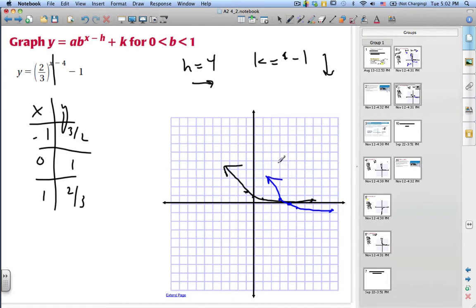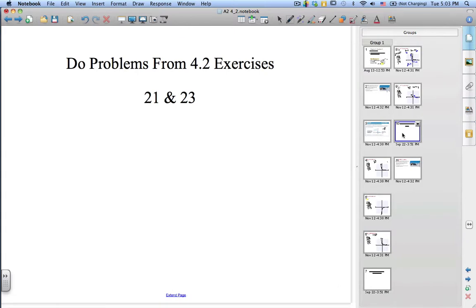Okay, so identify h and k, graph without h and k, shift by h and k. Same things we were doing with square root and cube root functions in the last chapter. Here's some practice for you to do. So go ahead and do problems 21 and 23. Come back and we'll finish up the lecture.